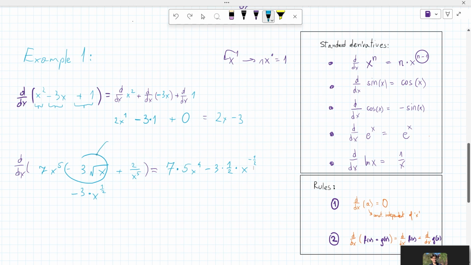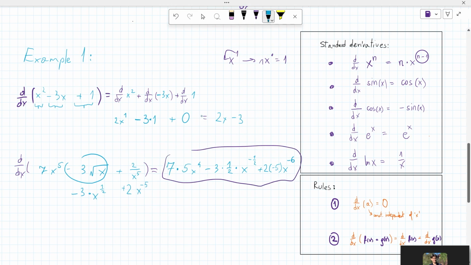And last part, what is this? We need to treat it the same way we treated square root of x. 2 over x to the power of 5, we can write it as 2 times x to the power of negative 5, and we've solved our problem. So here the 2 stays in the front when we're differentiating, and then minus 5 goes to the front. I need to multiply, so I'm just going to put it in brackets, and I have x to the power of the exponent 1 less than 5, so be careful, x to the power of negative 6. Yeah, I'm subtracting 1 from negative 5 and I get negative 6. So this is the result.